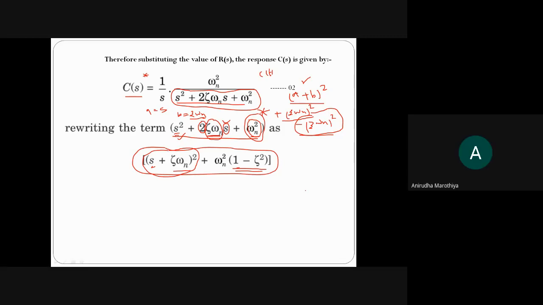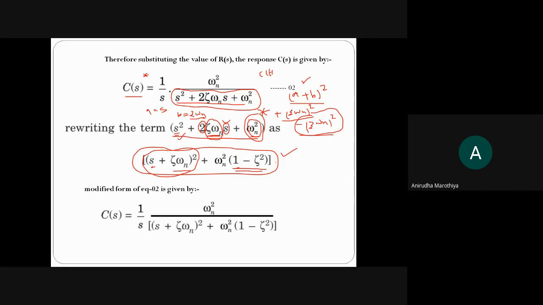Yes, sir. So I want you to please write down this. By rewriting the denominator polynomial, we can rewrite this particular term via this expression. The thing is that we have added plus zeta omega n whole square and then minus zeta omega n whole square in this expression, and finally we modify the same term in this form, which is nothing but s plus zeta omega n whole square plus omega n square in bracket 1 minus zeta whole square. Now what we need to do, we need to rewrite the expression for c of s like this.